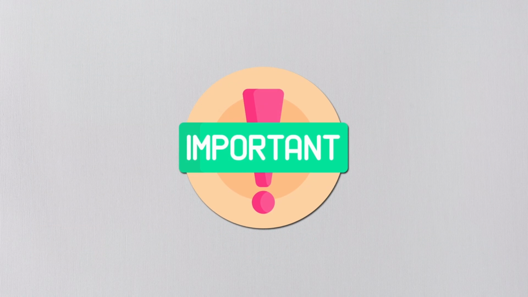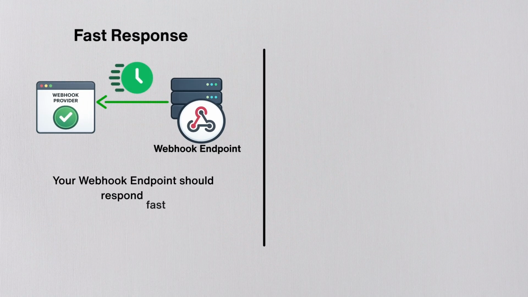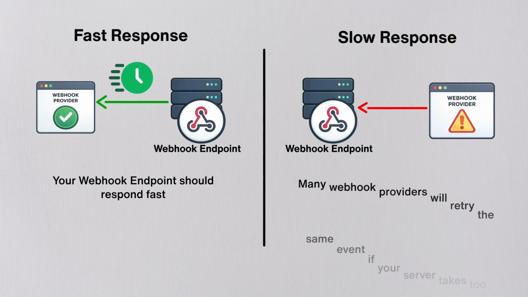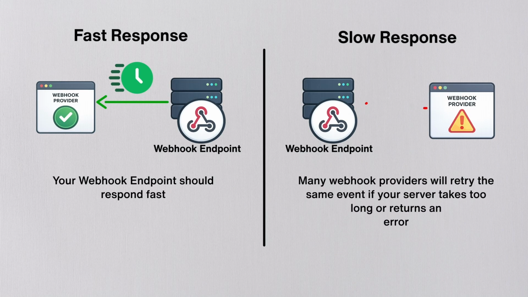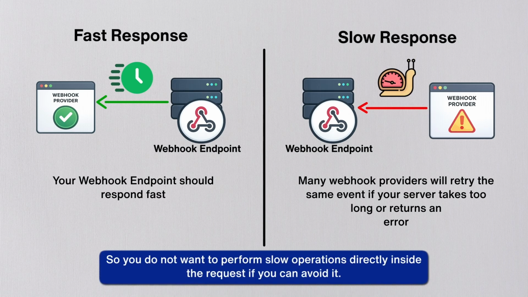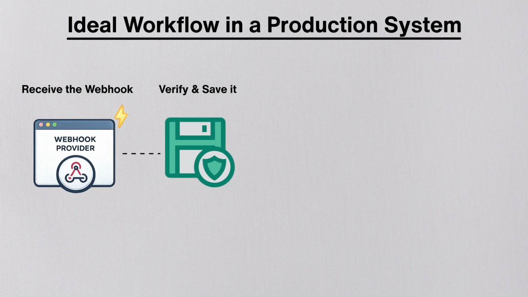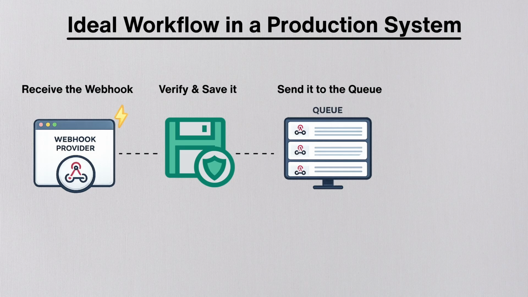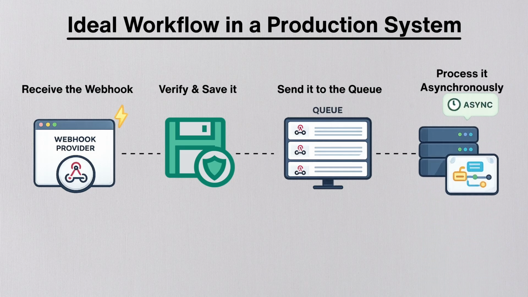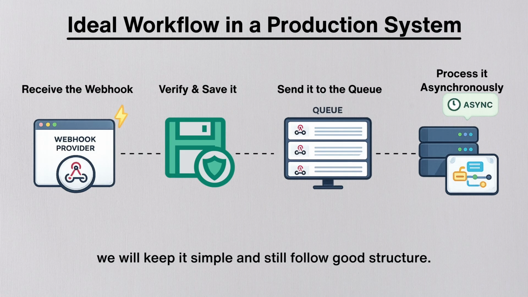One important rule: your webhook endpoint should respond fast. Many webhook providers will retry the same event if your server takes too long or returns an error. So you don't want to perform a slow operation directly inside the request if you can avoid it. In a production system, you might receive the webhook, verify it, save it, send it to a queue, and process it asynchronously. But for this tutorial, we will keep it simple and still follow a good structure.